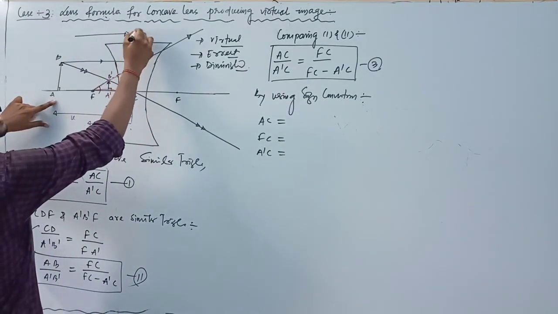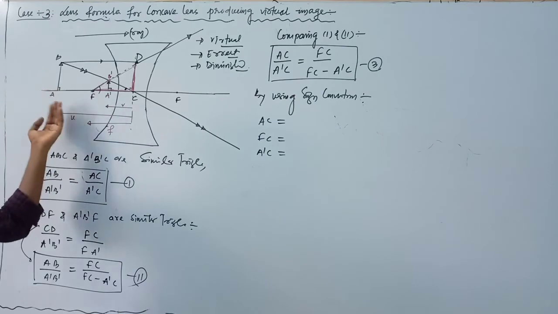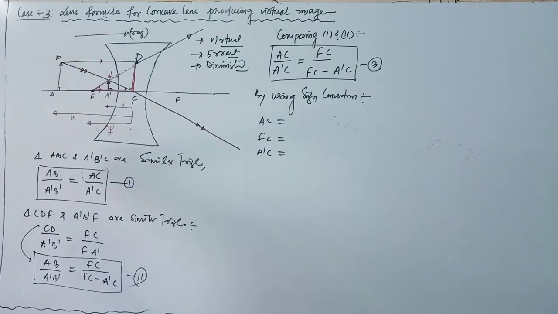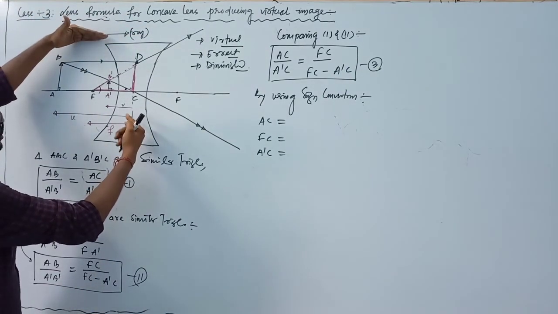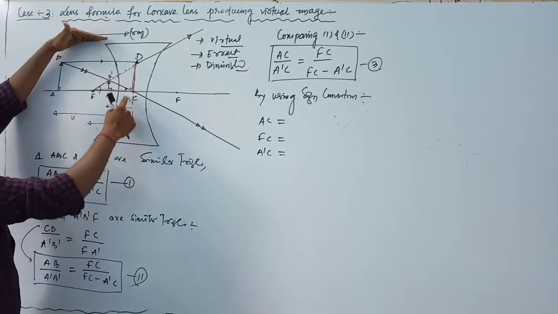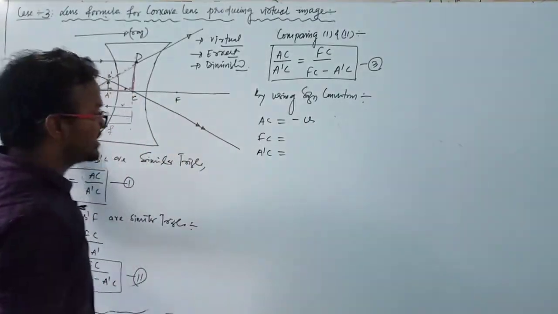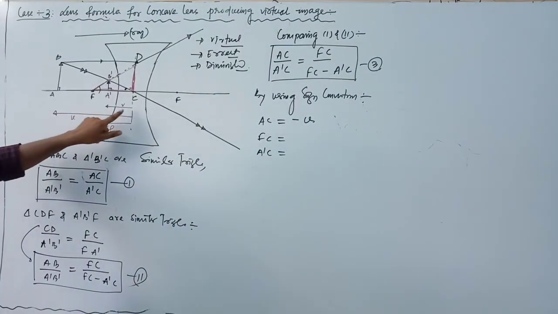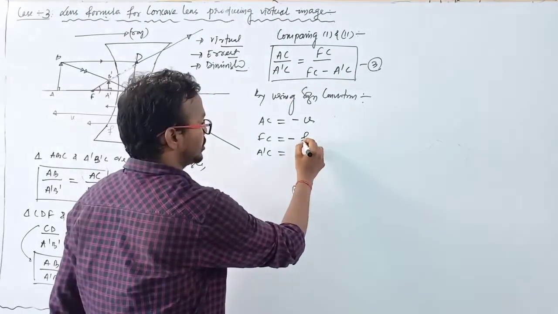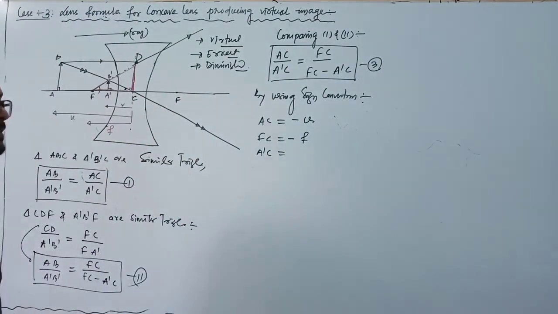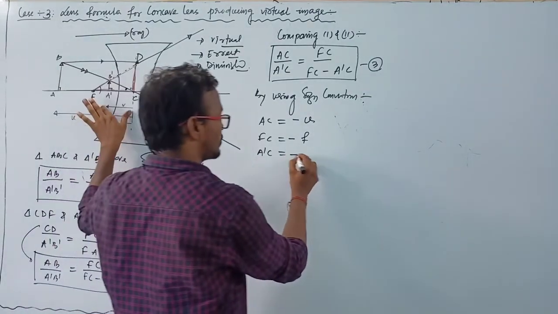This is the direction of the incident ray. We have to use the sign convention: if distances are measured opposite to the direction of the incident ray, then the distance is taken to be negative. Here the incident ray is coming from left to right, but the object distance is measured from right to left, because all distances are measured from the optical center, so this distance is taken to be negative. Similarly FC, the distance is always measured from C to F. For a concave lens, the focal length is always negative. Similarly, here we can find A'C, which is equal to minus V.